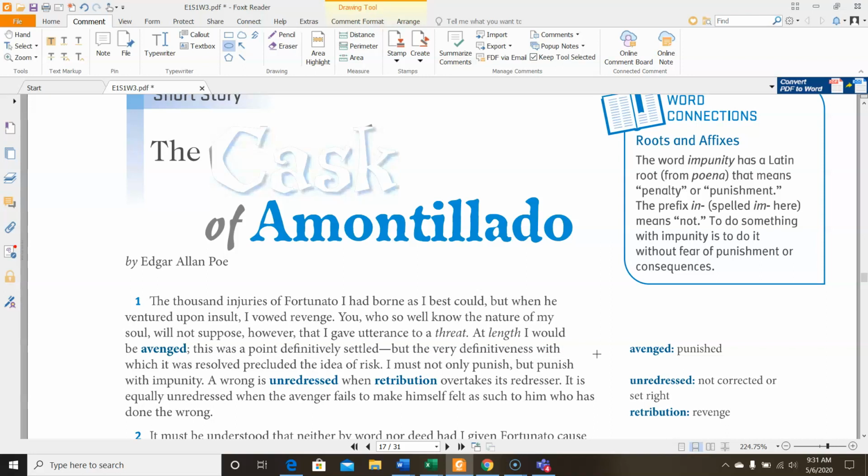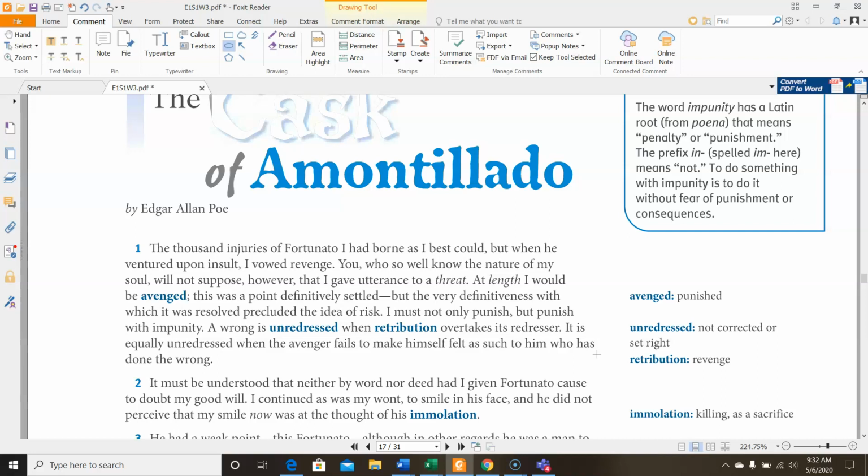So, let's get started. The Cask of Amontillado by Edgar Allan Poe. And just in case you don't remember from our last lesson, Amontillado is a type of wine, and a cask is a huge barrel of the wine. And so Amontillado is particularly expensive, so a cask of it is worth a lot of money.